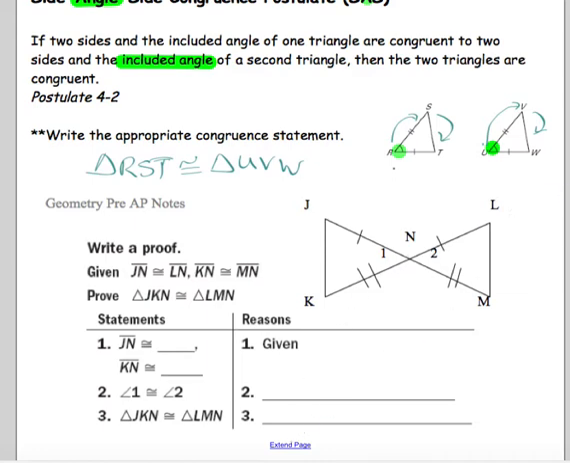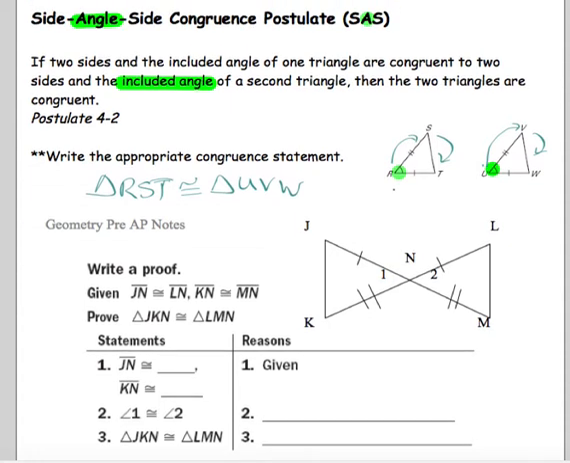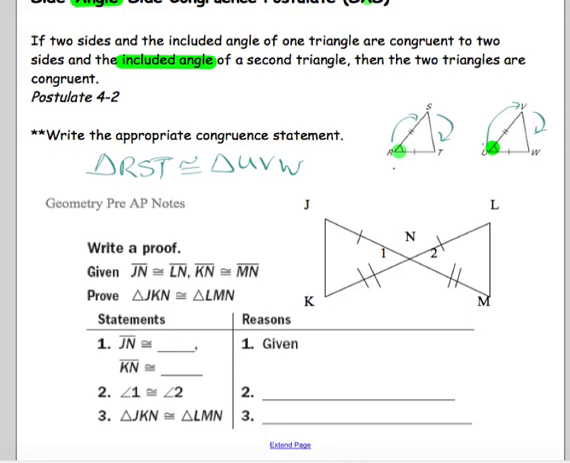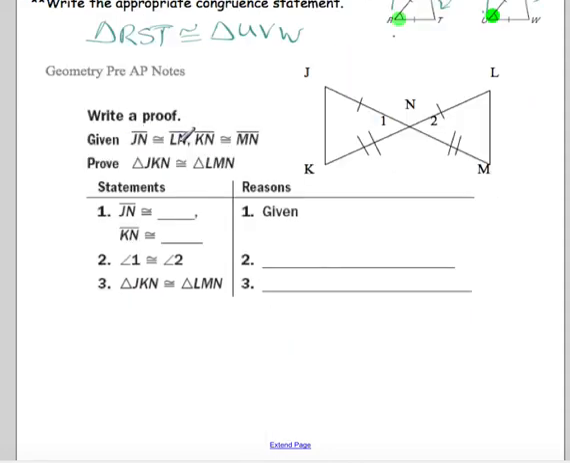Here's going to be a proof, and with these notes we kind of know this one's going to be a side angle side proof, just to demonstrate how you might use it. It says JN congruent to LN, and they've already marked that in the picture here. So again, I like to look at the picture and make my plan before I go to my proof. KN is congruent to MN, and they've marked it.